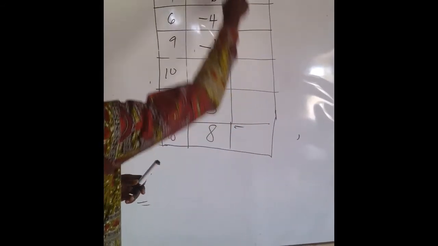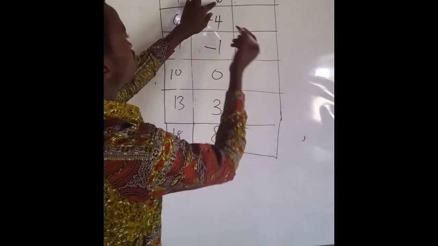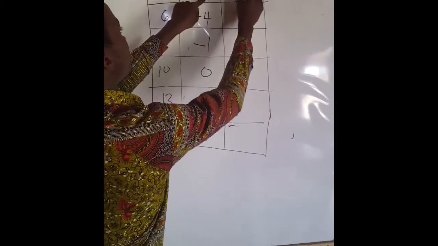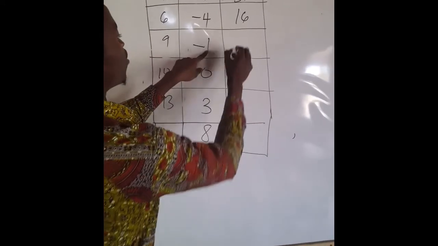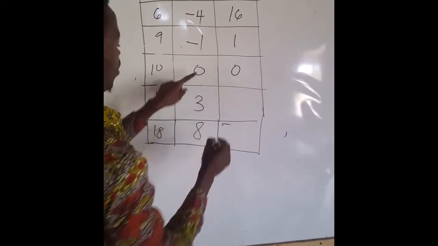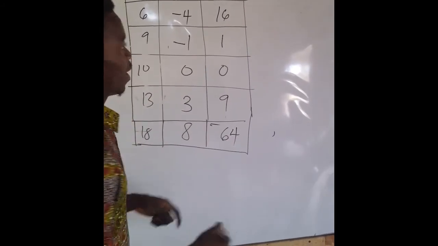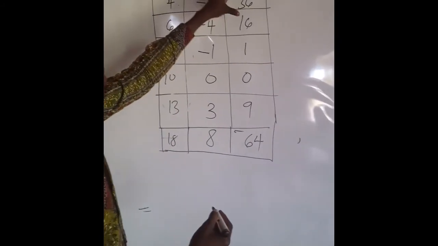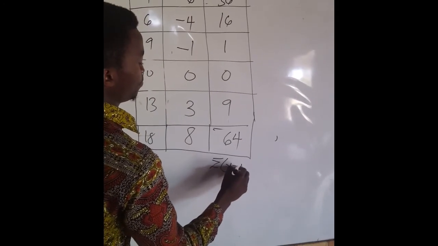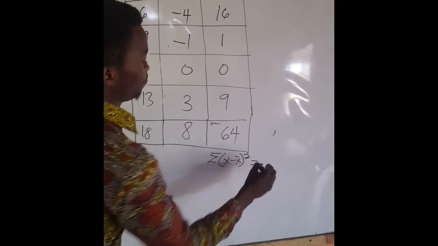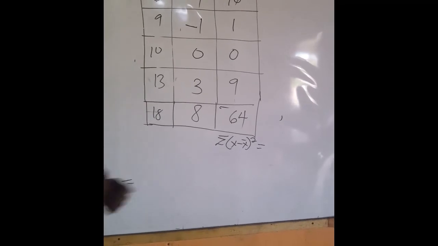Okay. So here we simply square these numbers to get the values for these spaces. Square negative 6 and you get 36. Square negative 4, you get 16. Square negative 1, you get 1. Square 0, you get 0. Square 3, you get 9. Square 8, you get 64. As usual, we may need the summation of these values. So we sum them up, and that will give us 426.